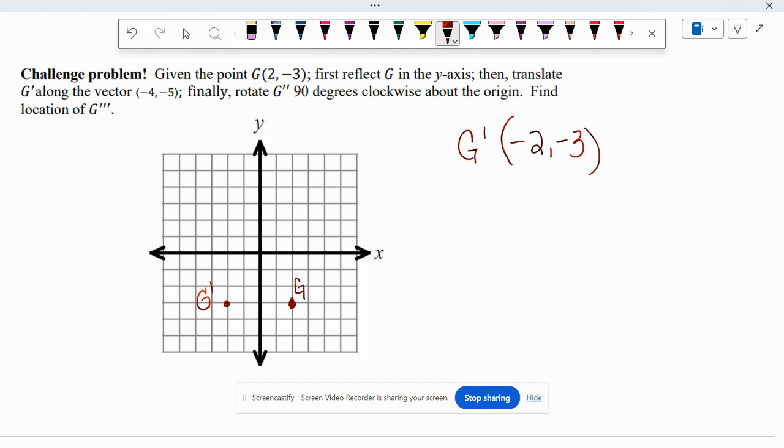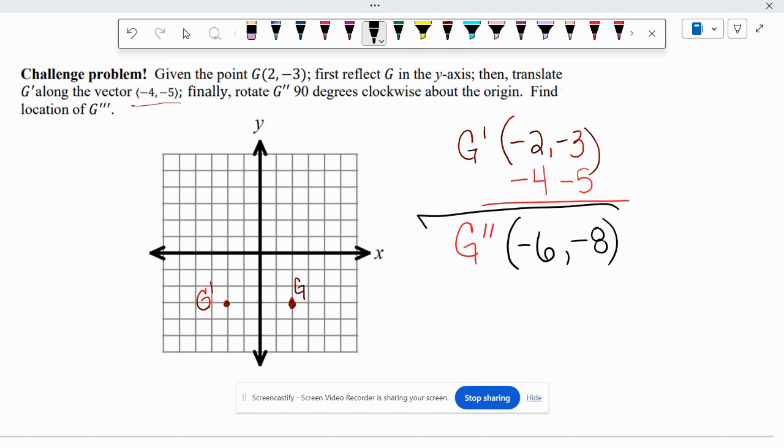Okay. Then we're going to translate G prime along vector (-4, -5). What does that mean? That means we subtract 4 from the x and we subtract 5 from the y. So G double prime becomes what? What do -2 and -3 become? (-6, -8).